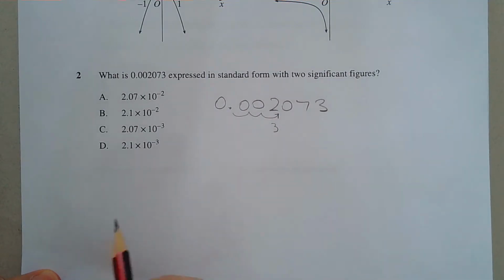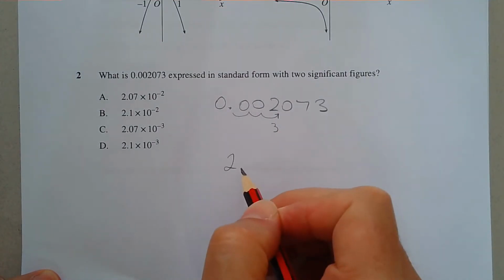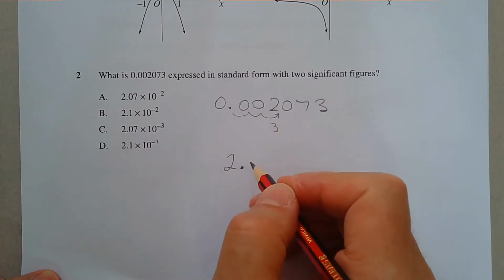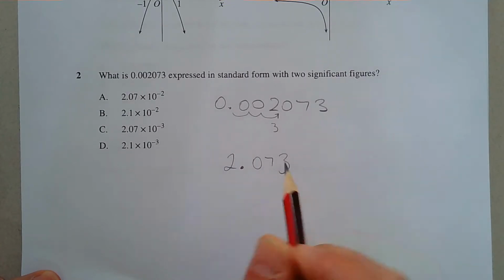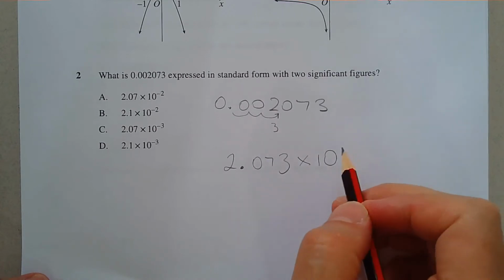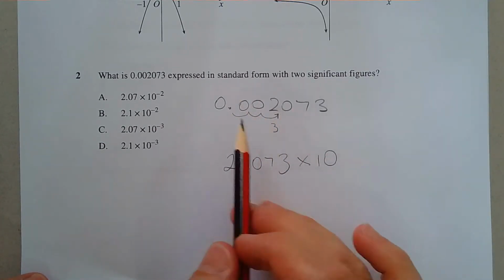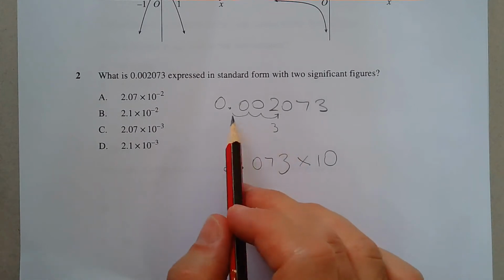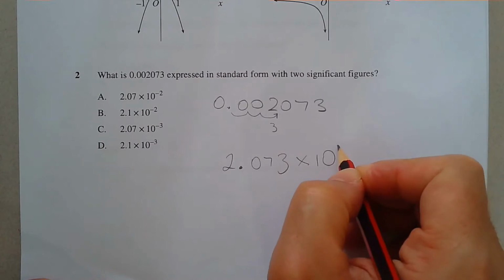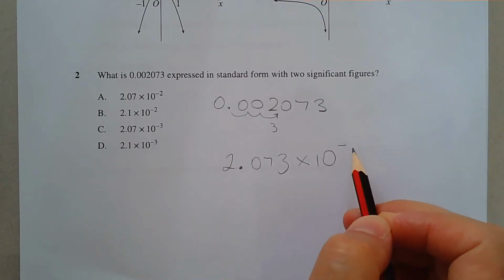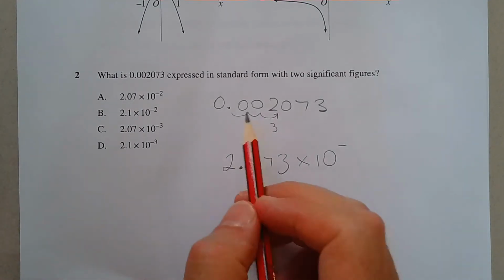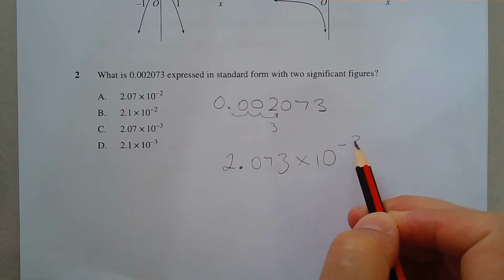So 3 places. And so we're going to write the number with the decimal point now that's been moved, which is now going to be 2.073. Multiplied by 10. Now, because we're making a small number into a bigger number, 0.002 is much smaller than 2.073, we need to put a minus sign in front. And the number behind the minus sign corresponds to the number of places you've moved the decimal point. So 1, 2, 3, done.